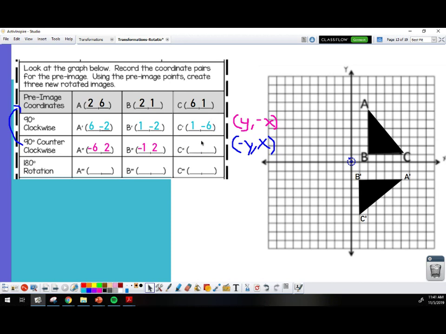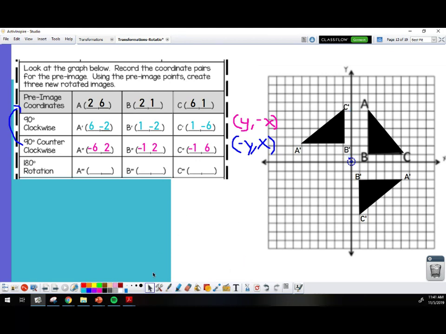And for C prime, opposite 1, so negative 1, positive 6. So that rotation is going to look something like this. It's not perfect on here, but it would be perfect if we were actually doing this ourselves. And you should be copying down these points and making your triangle as we go.